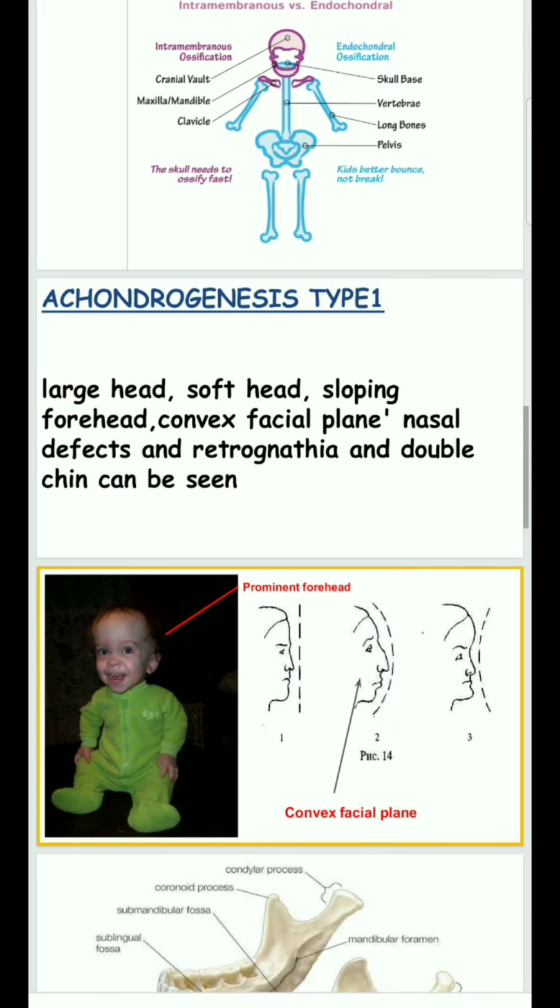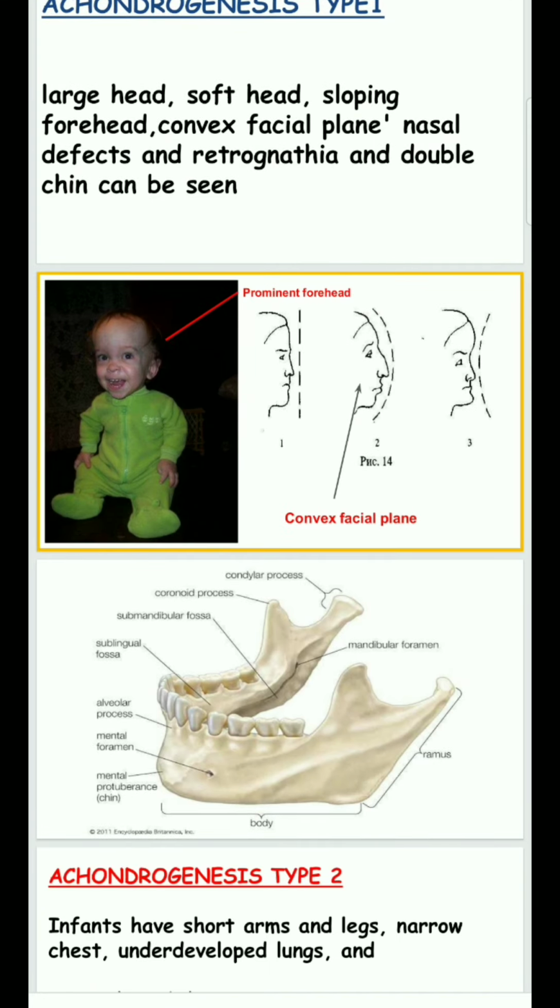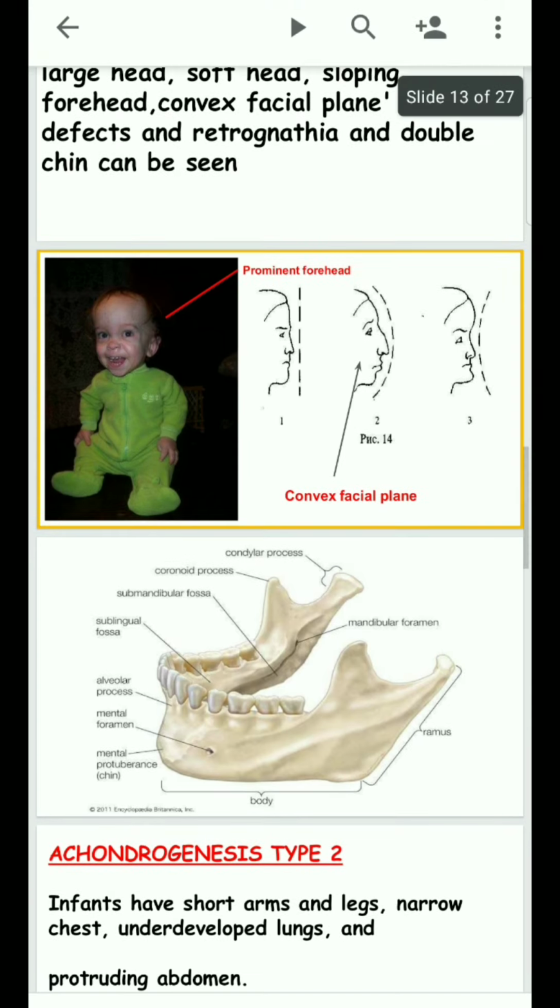The convex facial plane is due to retrognathia, because our mandible is made up of two types of ossification. One is intramembranous and another one is endochondral. This endochondral ossification is done on the symphysis and coronoid process. So a deficient or defective coronoid process and symphysis leads to retrognathia, as a result a convex facial plane. At the same time, the symphysis is also made up of endochondral ossification, so a double chin is also seen in this case.